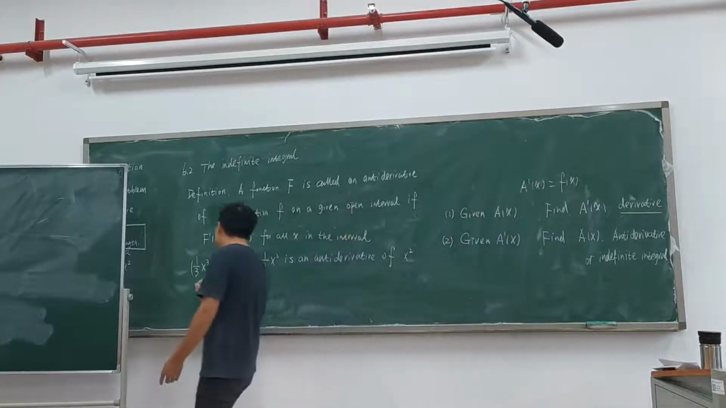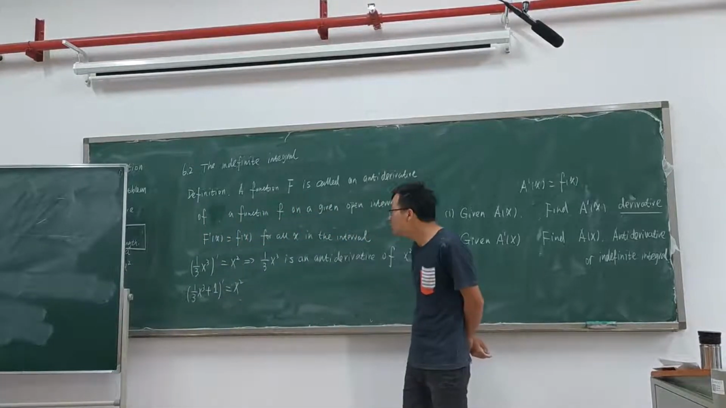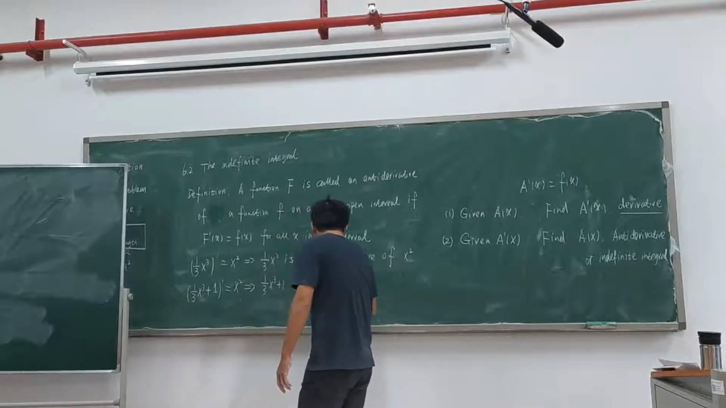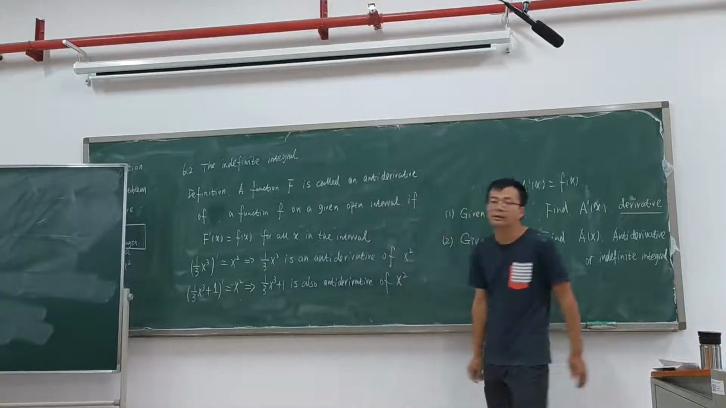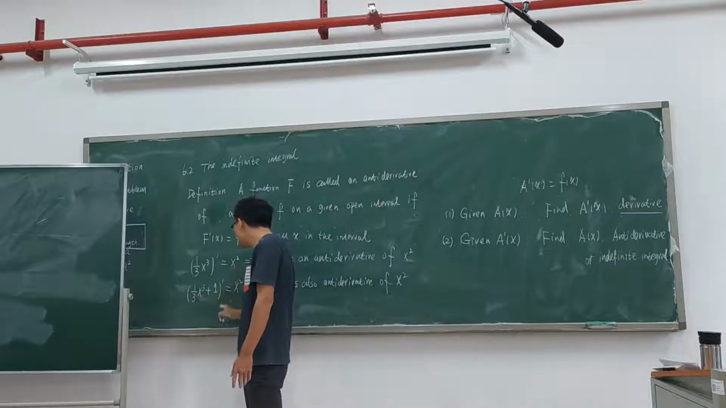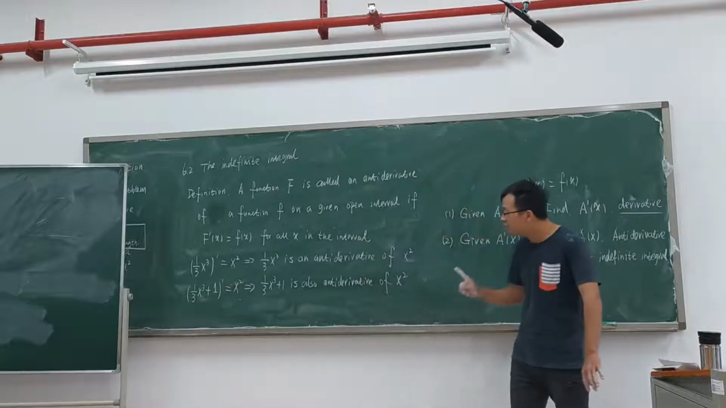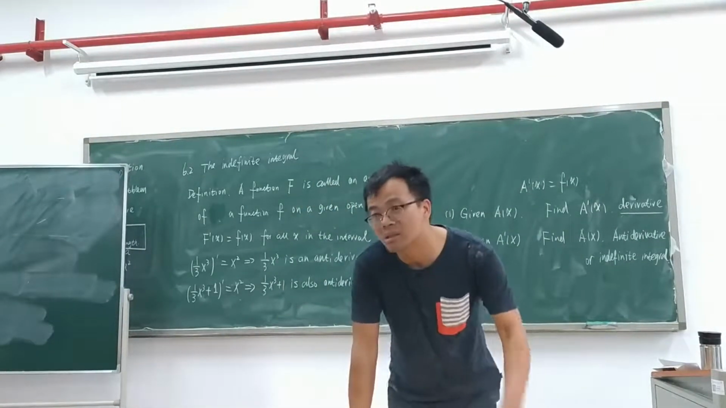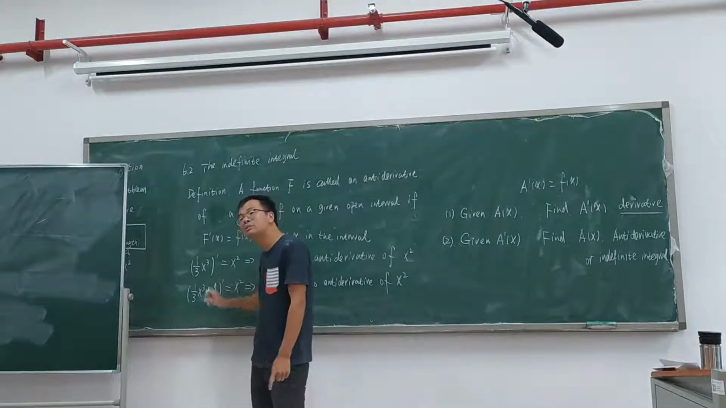Now actually, the derivative of 1/3 x cubed plus 1 is also x squared. So 1/3 x cubed plus 1 is also an antiderivative of x squared. This means an antiderivative of a function is not unique. We have many: you can add 1, you can add 2, you can add 3.